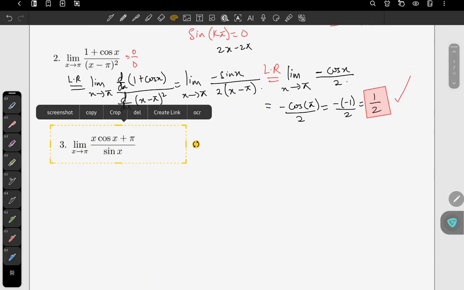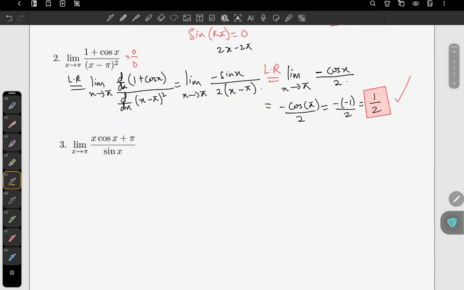Again, we have seen that it is equal to 0 over 0. So we just go ahead with L'Hopital's rule. And that means this is equal to the limit as x goes to pi. Then we have to differentiate both the numerator and the denominator. The differentiation of the denominator is straightforward, that is cos x. But for the numerator, we have to use product rule for this term. This other term is a constant, so its derivative is 0. So if this is our u and this is our v, we know product rule says it is u v prime plus v u prime.